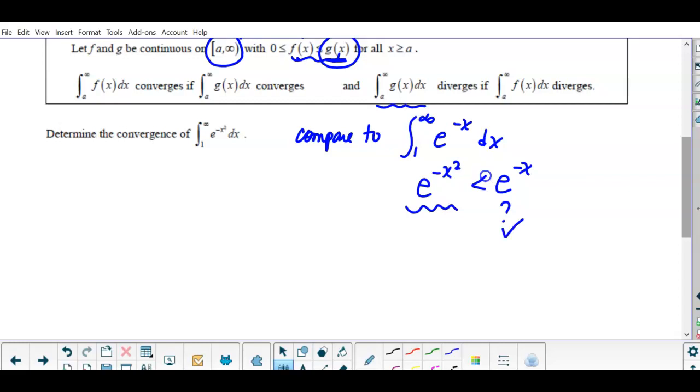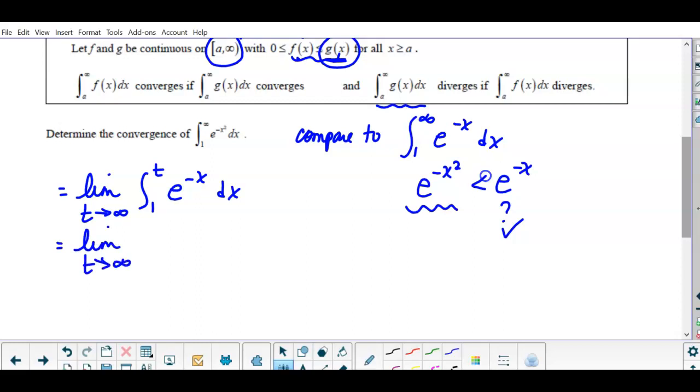So let's do that. So this is going to be equal to the limit as t goes to infinity of the integral from 1 to t of e to the negative x dx. So the integral of that will be negative e to the negative x. Fix that up.